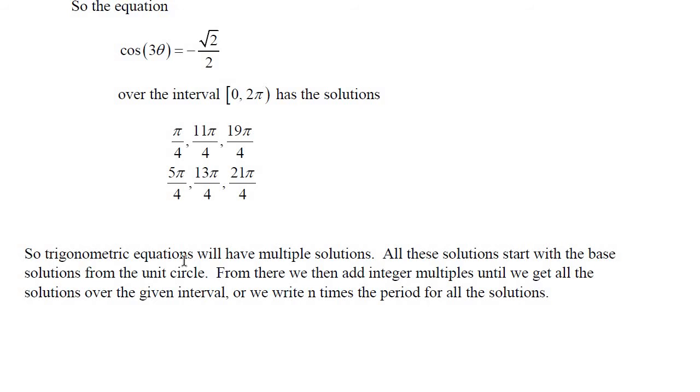So notice trigonometric equations are going to have multiple solutions. All of these solutions start with the base solutions that you would get from your unit circle, and then we add multiples of the period. Sometimes the period will be 2 pi, but if there's a coefficient, then the new period is going to be the old period divided by that coefficient.